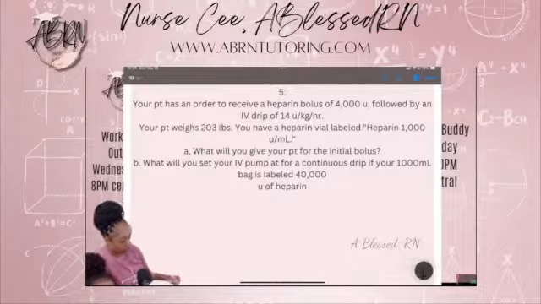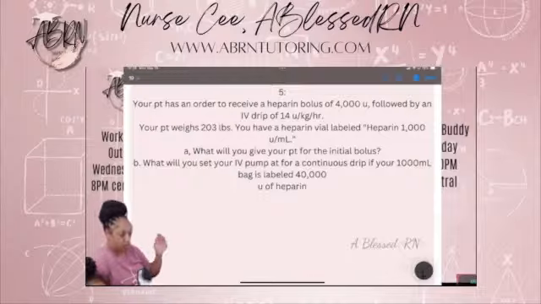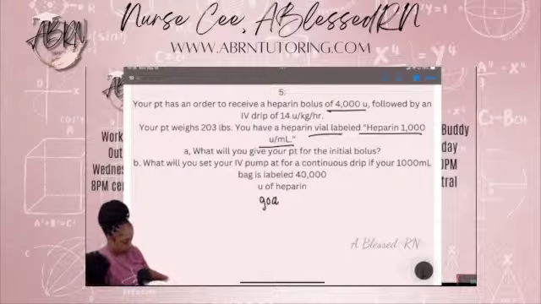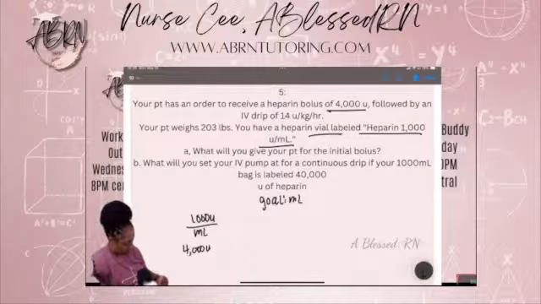All right. So the first thing is the bolus. Remember, the bolus is separate from the drip. Okay. So our bolus is 4,000 units, and it is coming out of the vial labeled heparin 1,000 units per mL. So we're looking for milliliters. We've got 1,000 units per milliliter, and 4,000 units that's ordered.